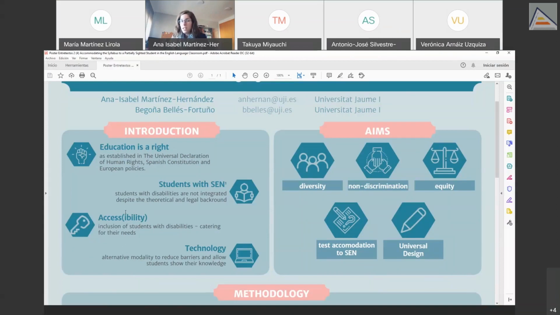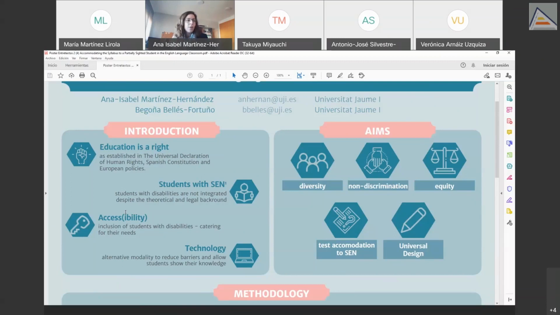diversity unit at university, because we believe that education is a right and it should be offered to everybody, and we need to cater for students' needs, right? As our job as teachers, we need to provide for everybody. And despite many regulations and theoretical legal background, it's not a reality yet, at least at university. Integration is not a reality yet, or inclusion, let's say.